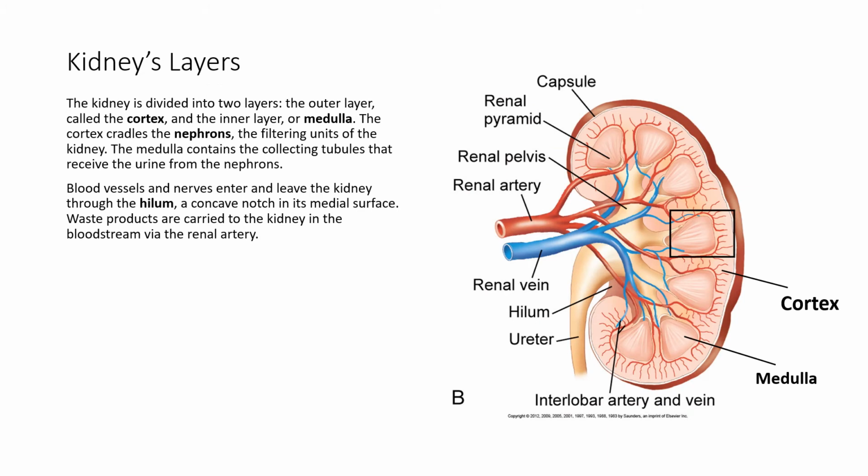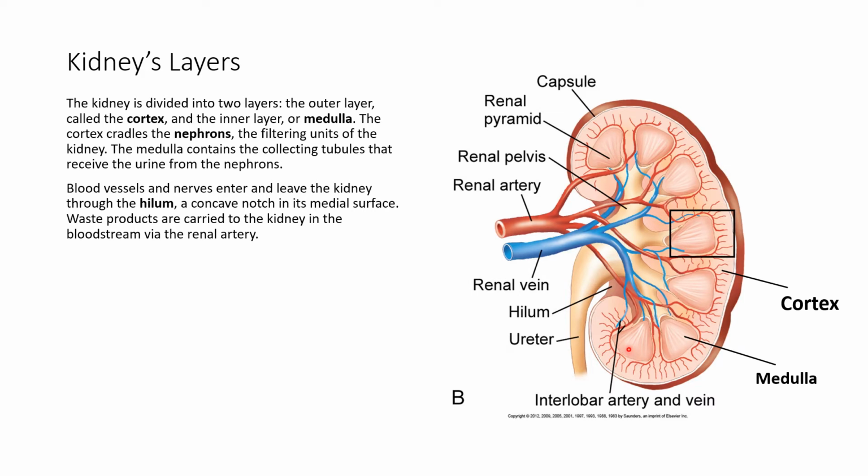Since your kidneys are really the main organ that does the filtering, we're going to go ahead and talk about your kidneys and the filtration process with the next few slides. You will see that your kidney has two layers. The outer layer is your cortex, and it's kind of right around this area. And then you have the inner layer called your medulla.